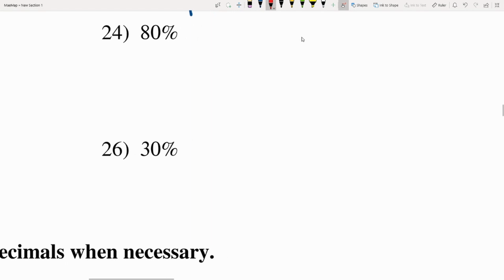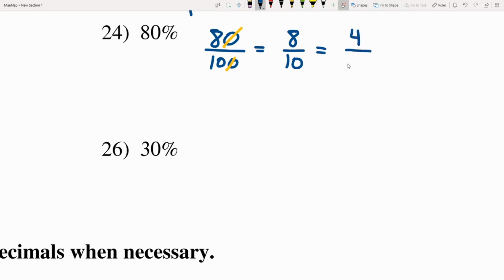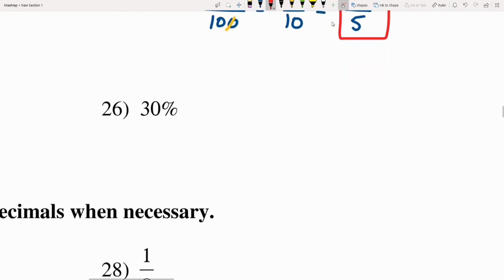Now for number 24, we have 80%. So again, that's 80 over 100. And if we have 80 over 100, both are divisible by 10. So that leaves us with 8/10. And then from there, both are divisible by 2. 2 goes into 8 4 times, and 2 goes into 10 5 times. 4/5 is 80% as a fraction.